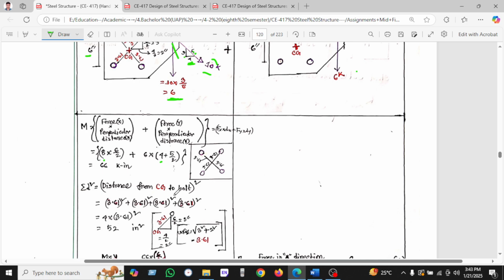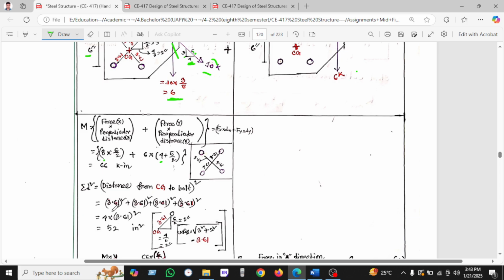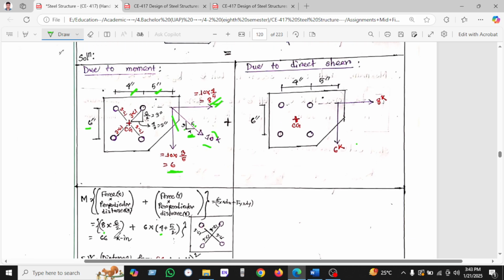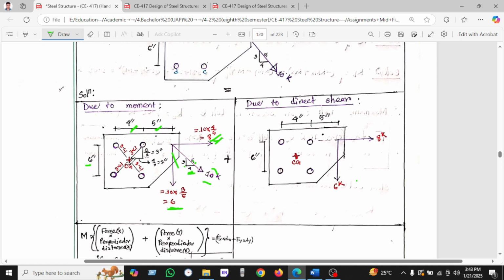And the distance square will be the distance from CG to the bolt. We have been taking each distance from CG, which is 3.61 plus 3.61 plus 3.61 plus 3.61, which is 52 inch square. So these are the given values. How do we get the 3.61? As we know, the hypotenuse is equal to the longitudinal square plus the length square. So 3 and 2 is given here. So we can easily calculate it here.